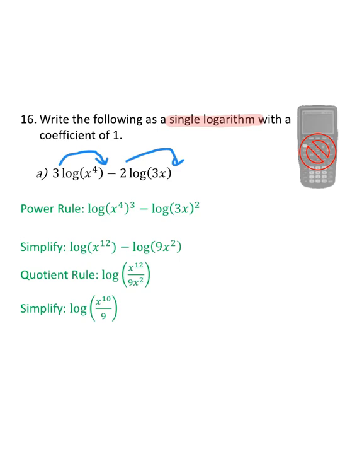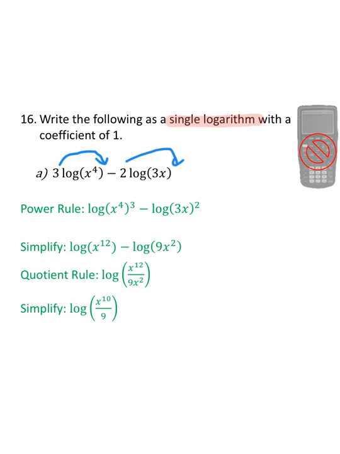Okay, very important. So I have a log. I'm going to simplify. X to the 4th to the 3rd. If I have a power raised to a power, I multiply. This will be log of x to the 12th, minus log of 3x all squared. 3x times 3x, or 3 squared is 9, x squared. Once I simplify, now I have log of one thing minus log of another.